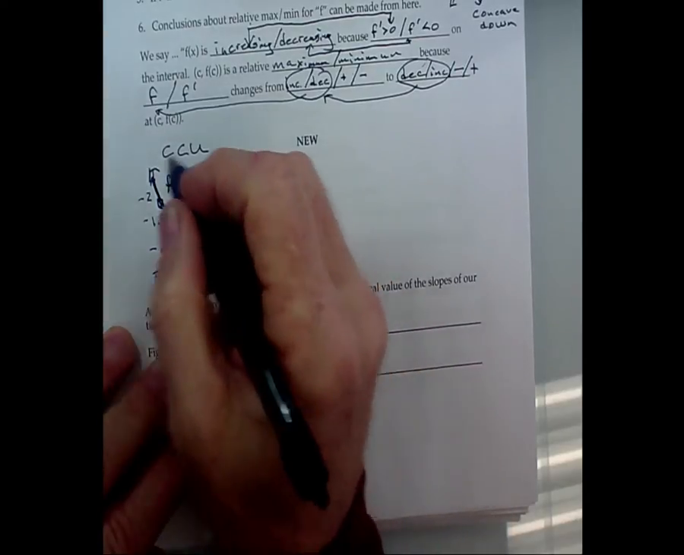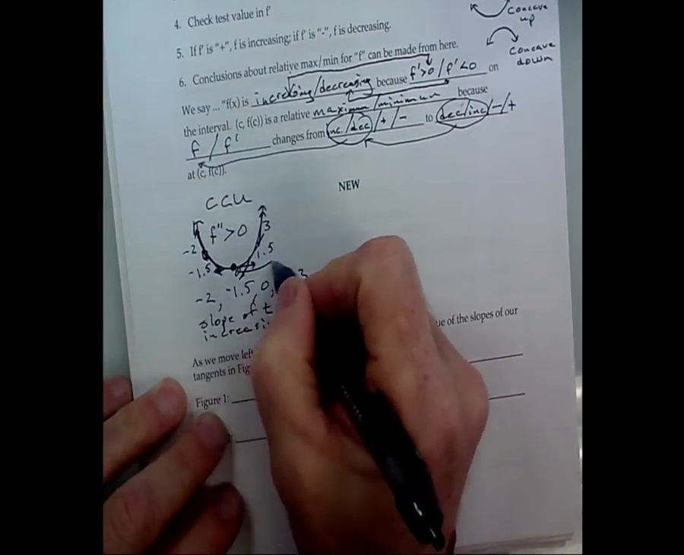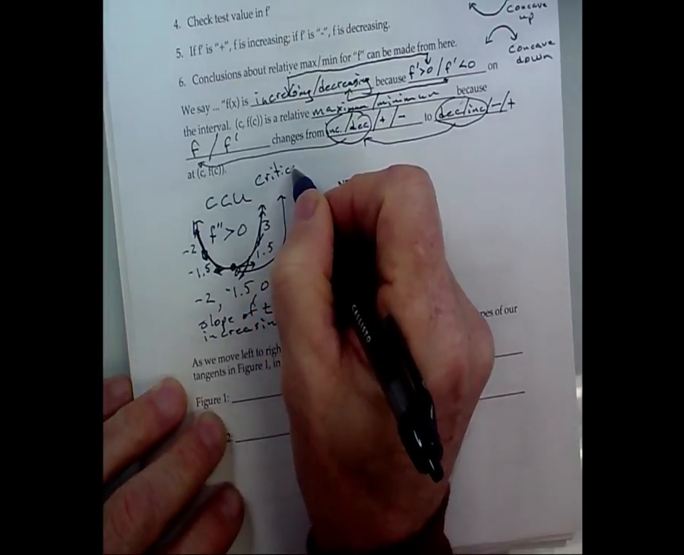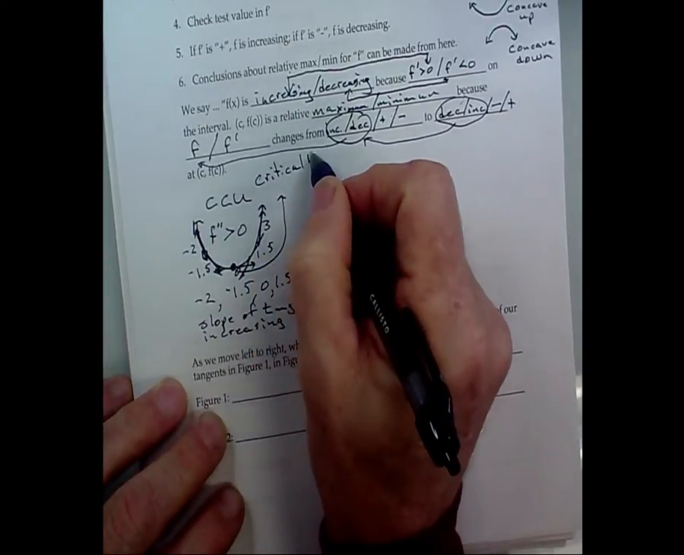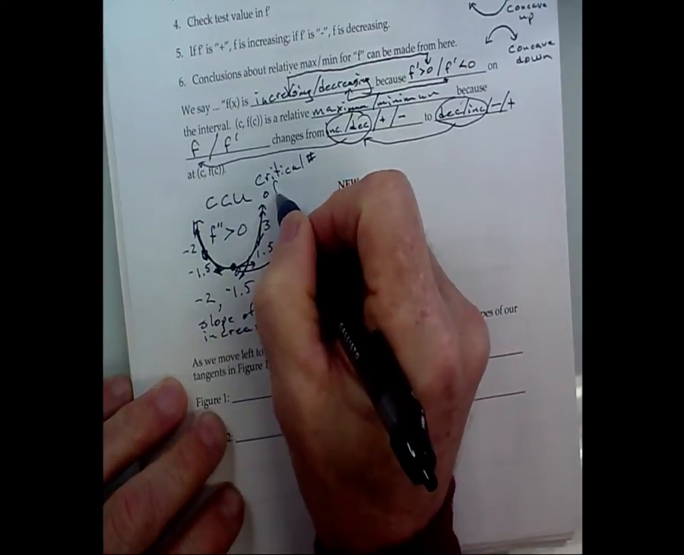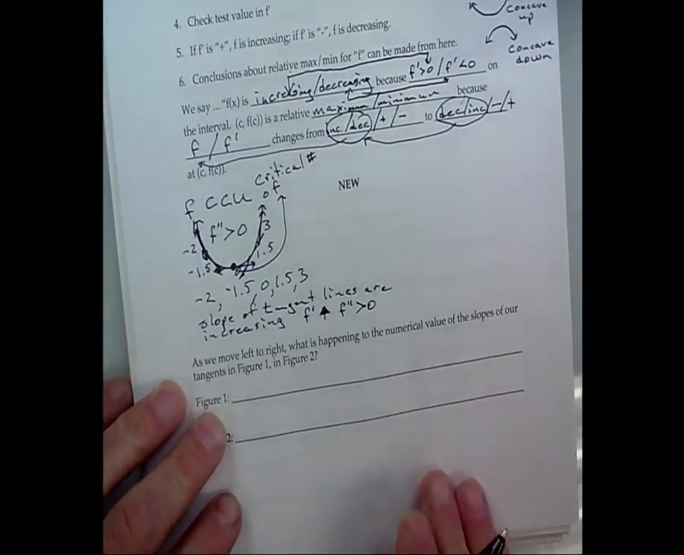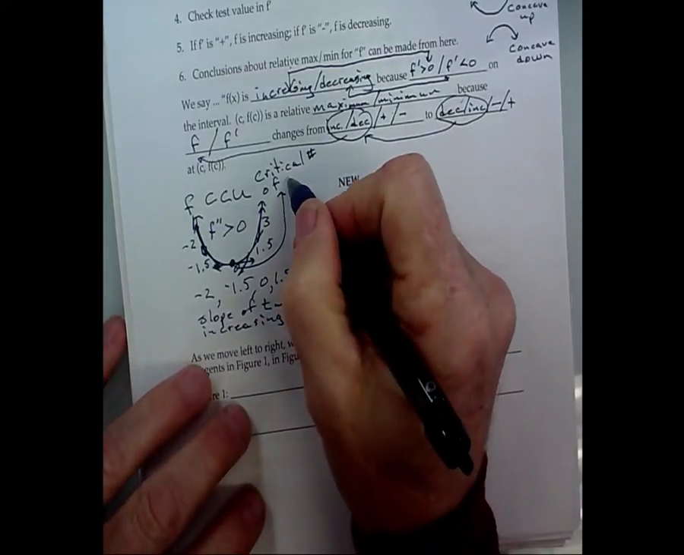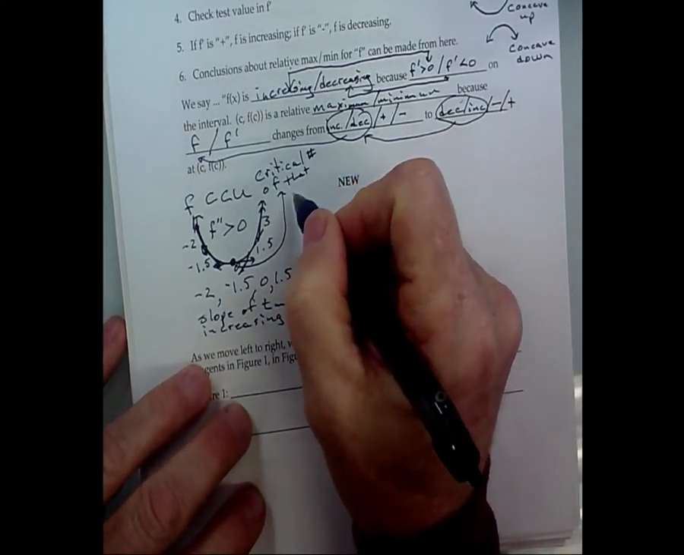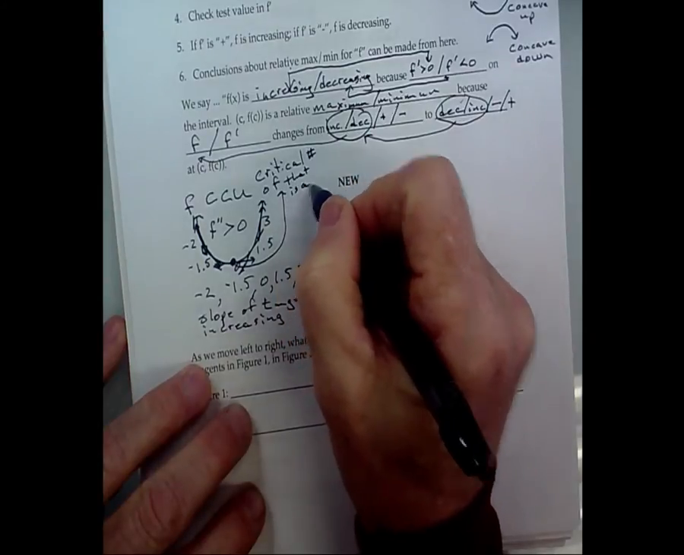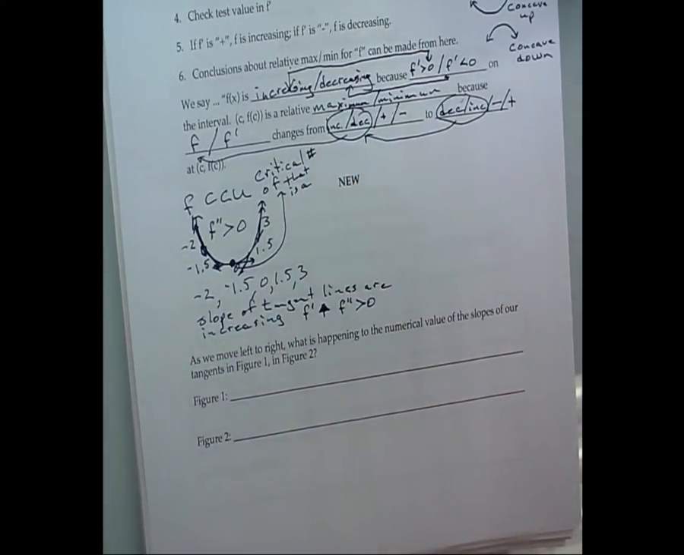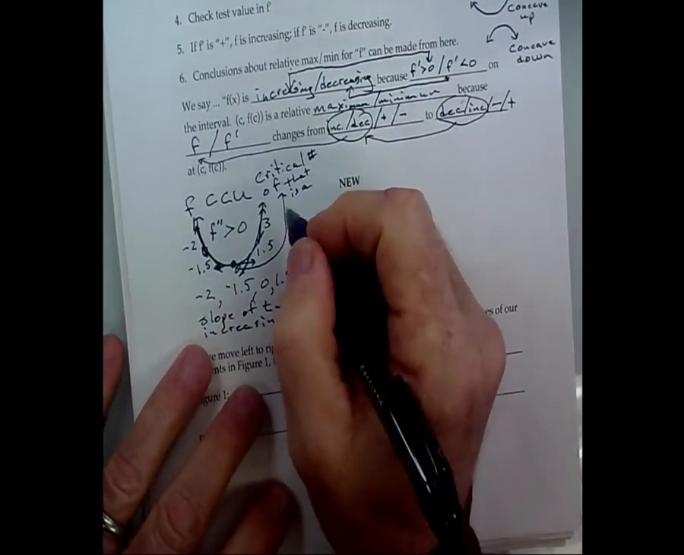I'm going to write this down. This right here is a critical number of f, because this is f right here. That is a what? What are you guaranteed that is? It has to be what kind? A relative minimum, right?